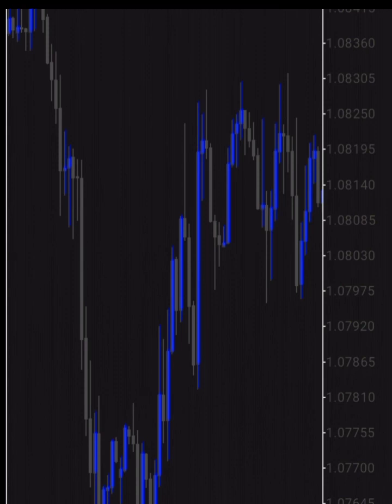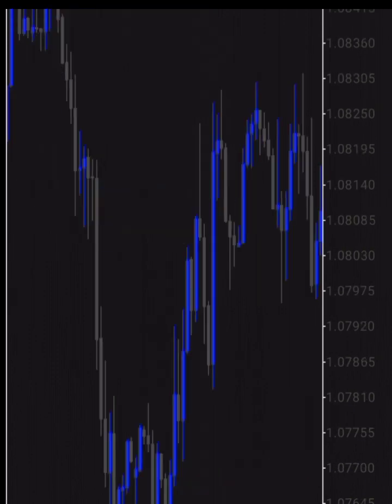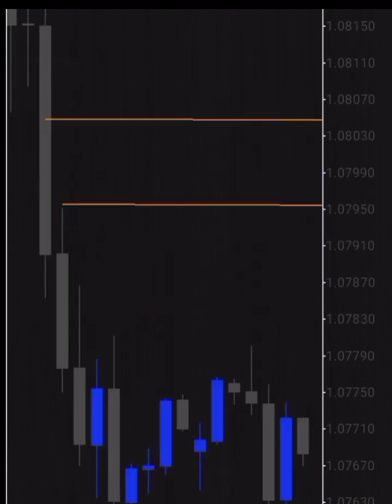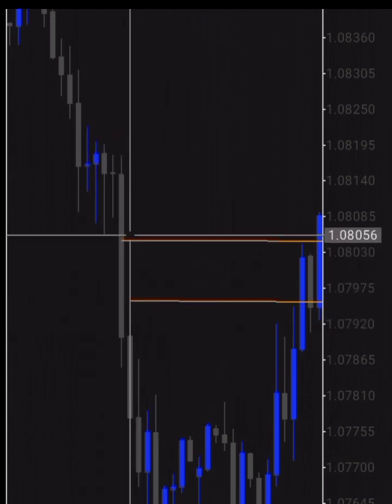Now how do I identify it? What is the second step to identifying my imbalance? I look for a large space without price. So this would have been my imbalance, because in this space there was no price whatsoever.